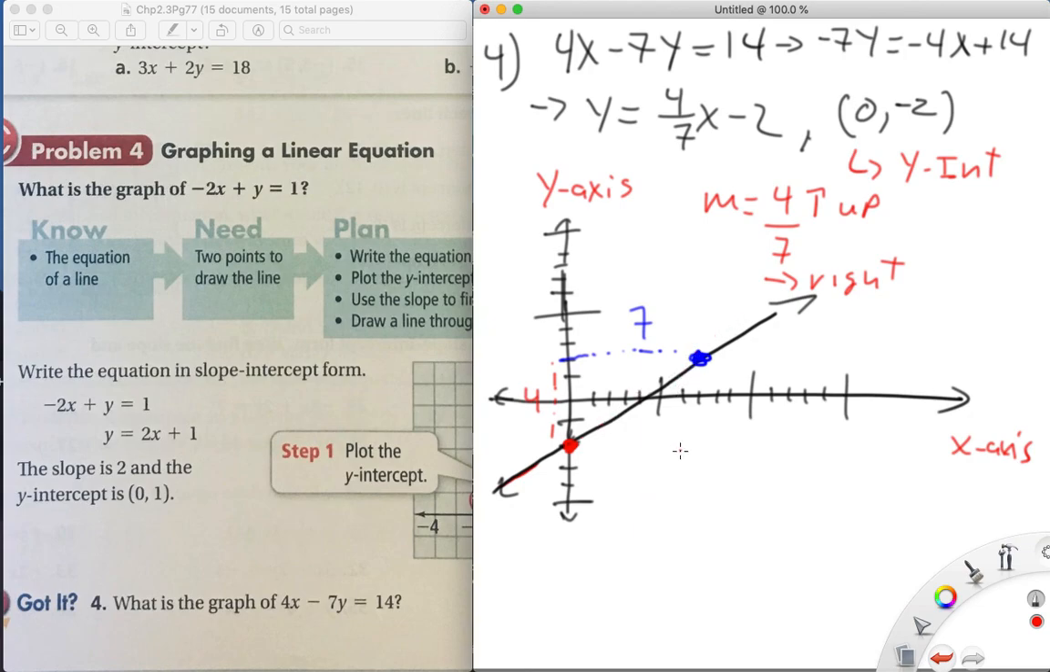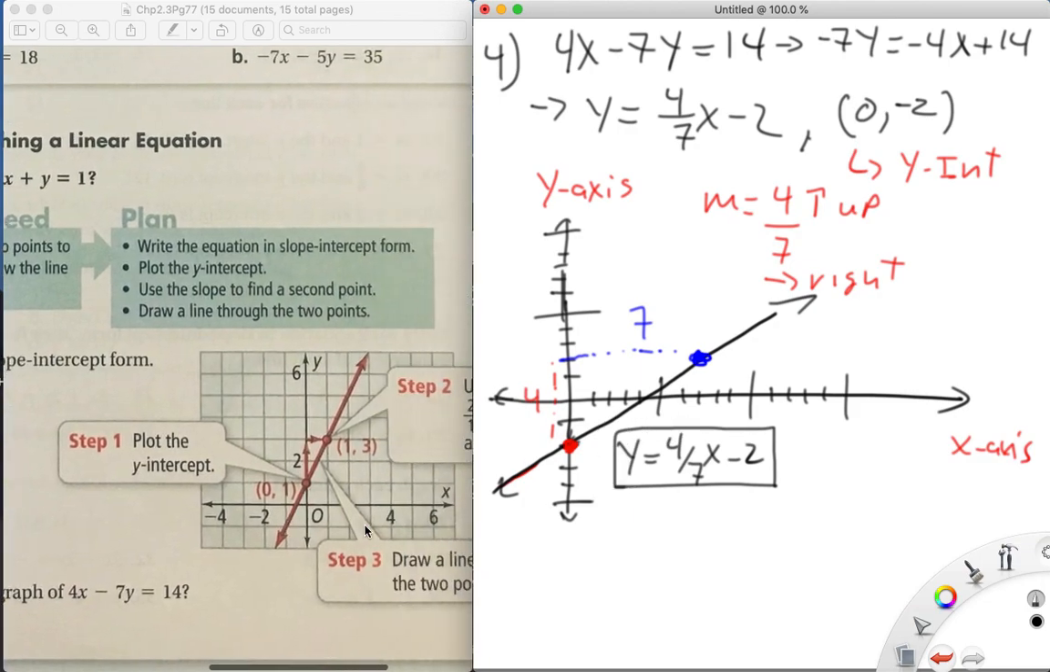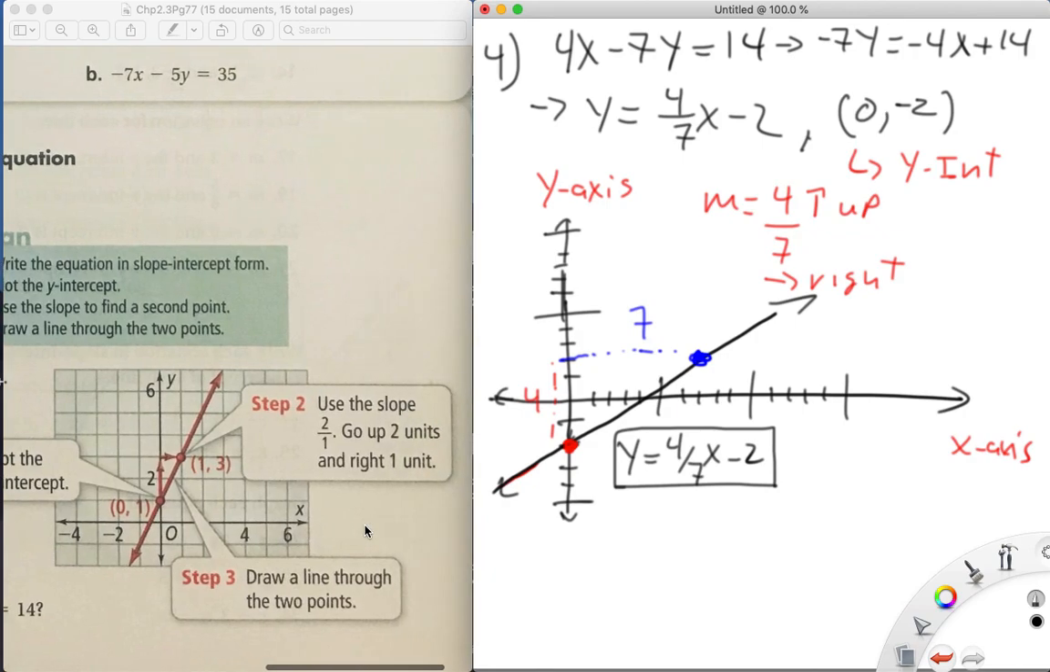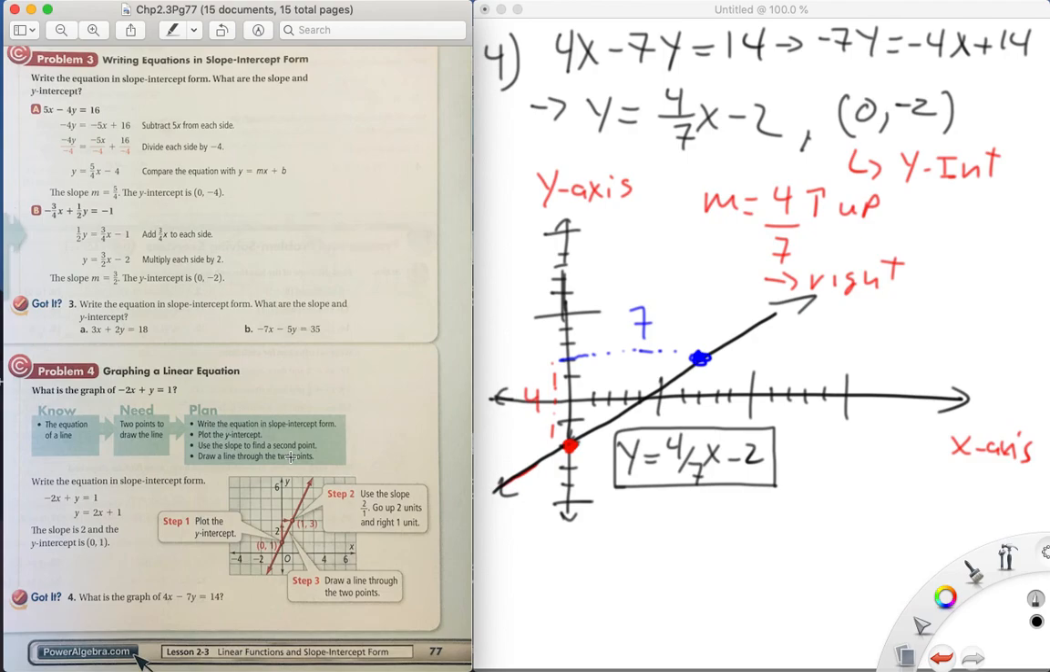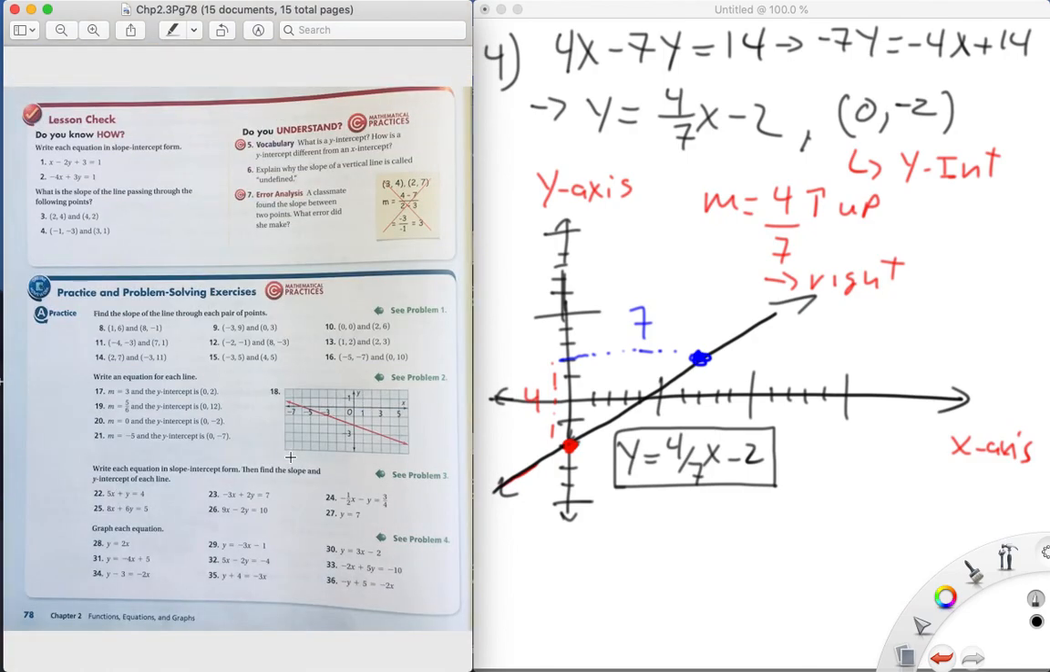A lot of times we label our graphs. So right next to your graph, you can write what the equation is: y equals 4/7x minus 2. It would be nice if you did, and then put a little box around it to tell me that's what the equation is. Okay? Alright. That is graphing. Okay, so that's this section.